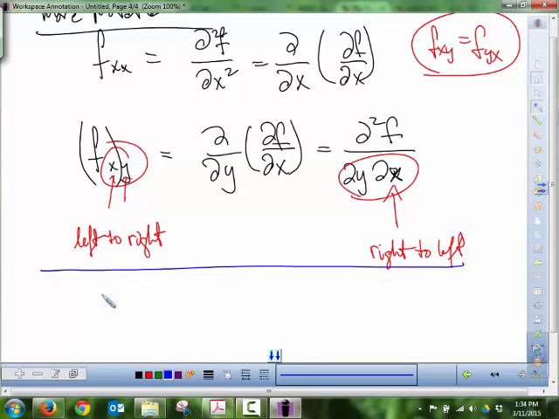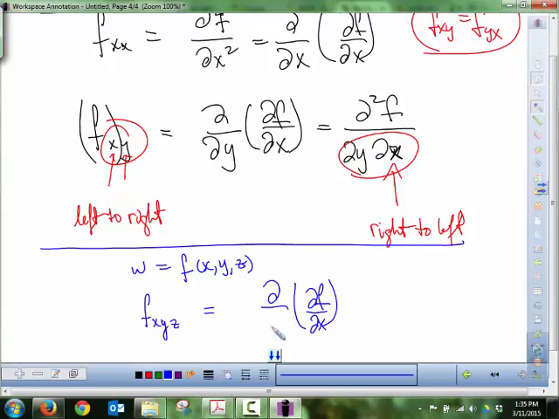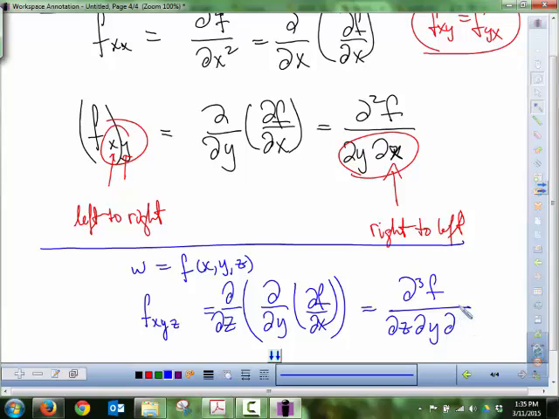So in other words, if you have w equal to f of x, y, z, a function with 3 variables, and I decide I want to take the derivative with respect to x first, and then with respect to y, and then with respect to z, then what that means is that I'm taking the derivative of my function with respect to x first, then y second, and then z last. So that means my notation will look like it's backwards from the other notation.